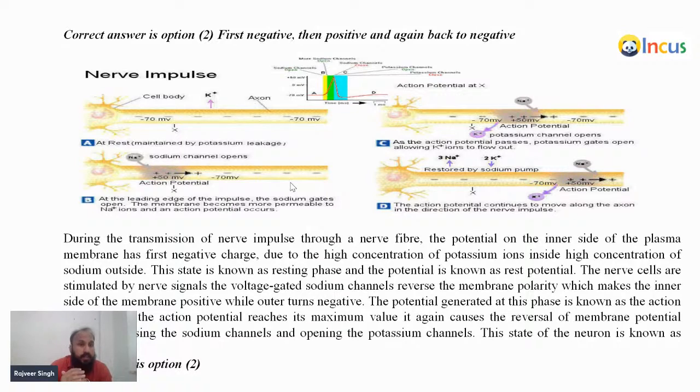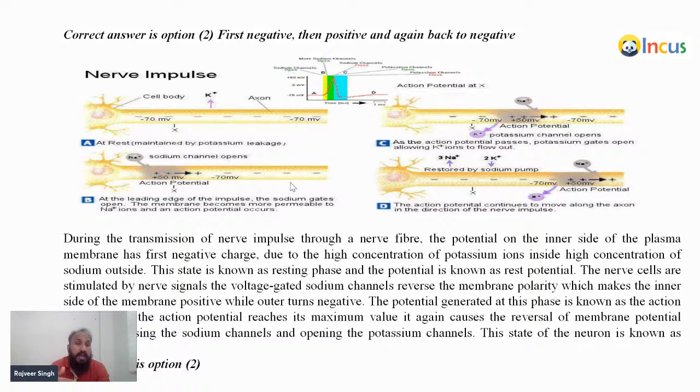First, the nerve impulse in parts A, B, C and D. There are four parts presented. At rest, the potential is maintained by potassium leakage, as I told you, and we already read this in the theoretical part, right? In the cell body, potassium is outside, and the axon inside is minus 70 millivolt. Minus 70 millivolt is the general resting potential, maintained by potassium leakage. Then in part B, when sodium channels open and sodium enters, the potential becomes plus 50 millivolt from minus 70 millivolt.